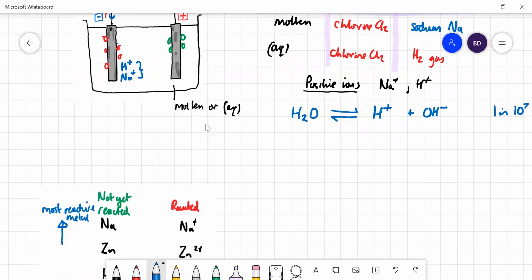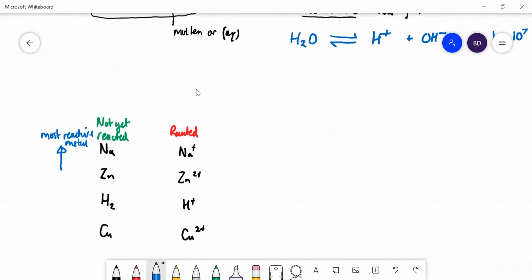Well, let's have a think there. I've drawn a very small reactivity series here. So the most reactive metal at the top, I've just done sodium, most reactive, then zinc, then hydrogen, which of course isn't a metal, but we know we do put it in the reactivity series. And then the least reactive is copper. Now, when they haven't reacted, they are atoms. So you've got sodium atoms, zinc atoms, hydrogen molecules, not quite atoms, and copper atoms.